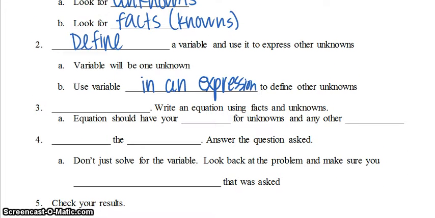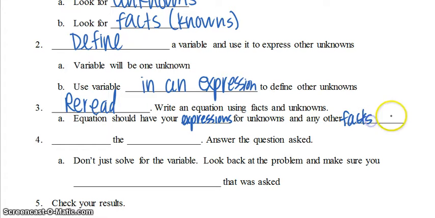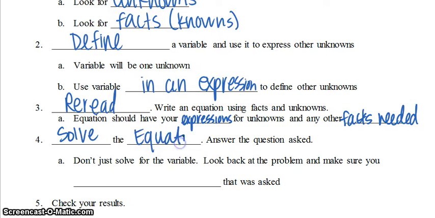Number 3, we're going to reread. Reread the problem. Write an equation using facts and unknowns. Your equation should have your expressions for unknowns and any other facts needed. And number 4, you're going to solve the equation. Answer what the question asked.